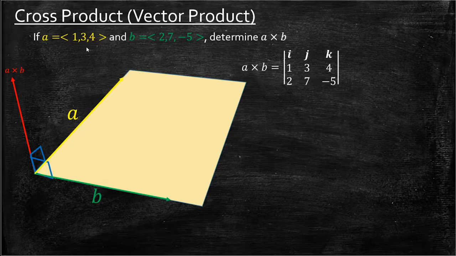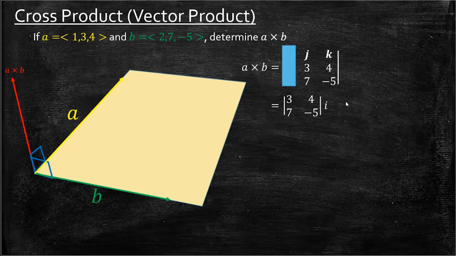Find the cross product between A and B if A is 1, 3, 4 and B is 2, 7, negative 5. Now what we do is we just set up the matrix. So we go to I, J, and K. We've got the components of vector A and we've got the components of vector B. Then what we need to do is we need to cover up the first column. That's going to be our I column and it's positive. And we're going to find the determinant of these four numbers over here. So 3, 4, 7, negative 5.